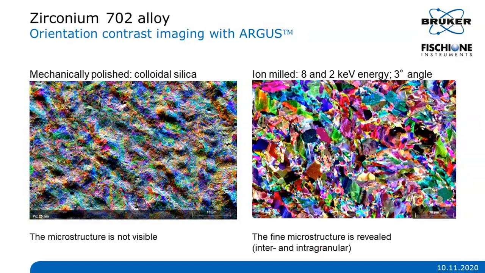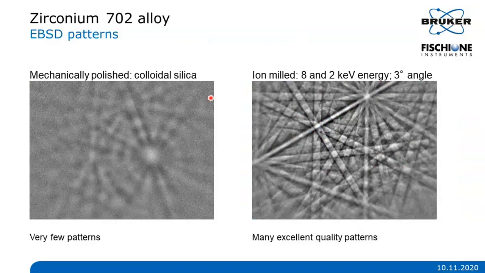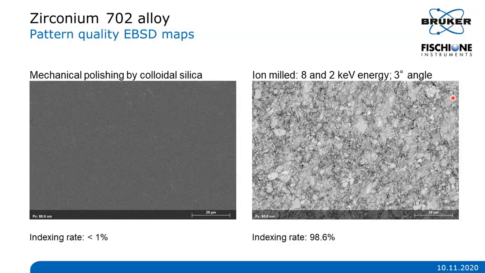Of course, you can check both samples to see if they produce any EBSD pattern. If you really carefully and long enough polish a zirconium sample with colloidal silica, you will find maybe very few, very poor quality patterns, as you can see here on the left. But using argon ion milling, you will get beautiful, excellent quality patterns, very sharp everywhere, that allow you to get measurements with an indexing rate close to 99%.